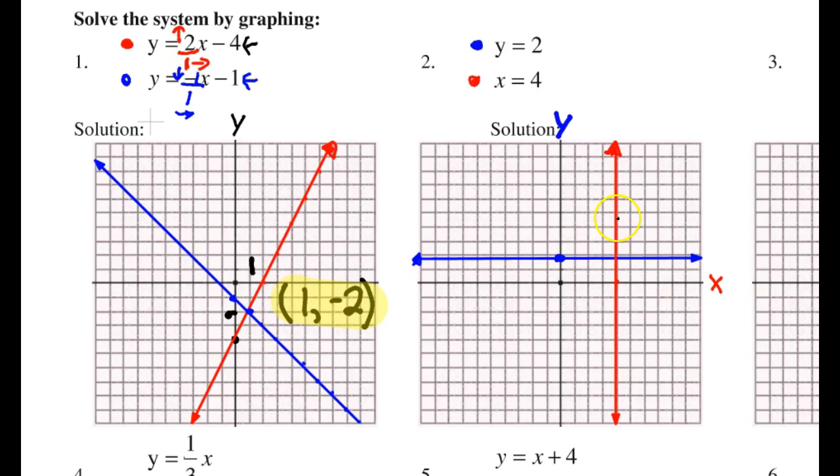So the graph is not the answer. Make sure you say the answer is going to be a coordinate. These intersect at 4, comma, 2. This is x equals 4. This is y equals 2. So the answer, this coordinate, is 4, comma 2. You've got to have that on there. Otherwise, you have not finished the problem.